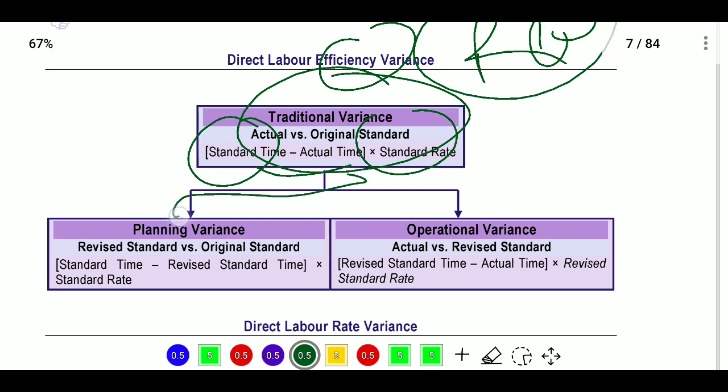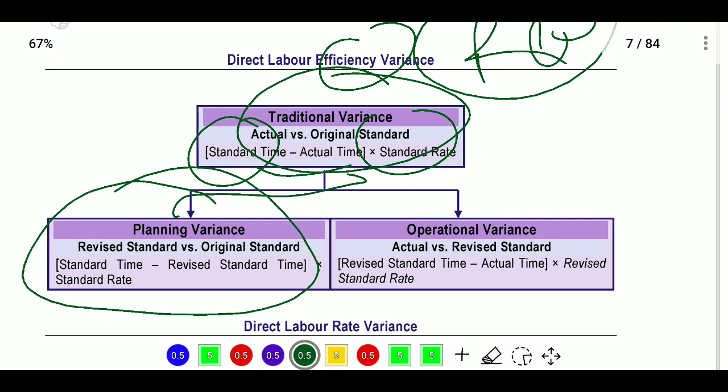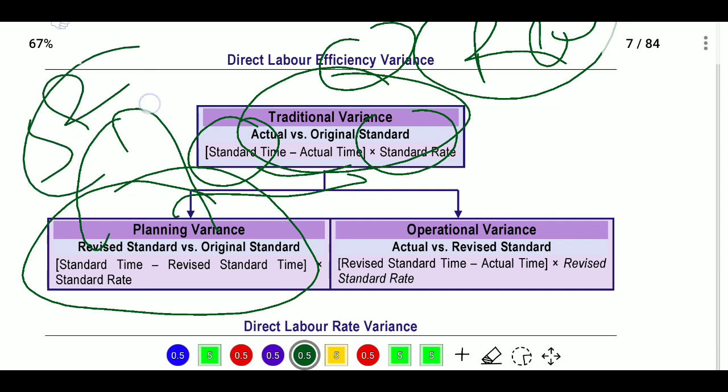Next we will see the planning variance. Planning variance means both standards, both budgets, that is, which will come first: standard time minus revised time of doing the operations, into the rate. Rate means always the standard rate we will take.